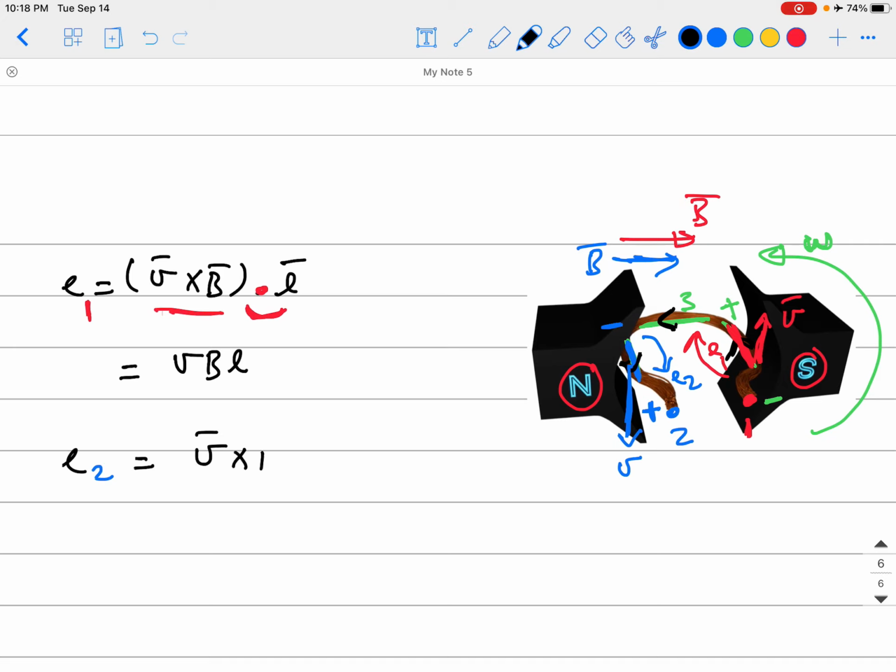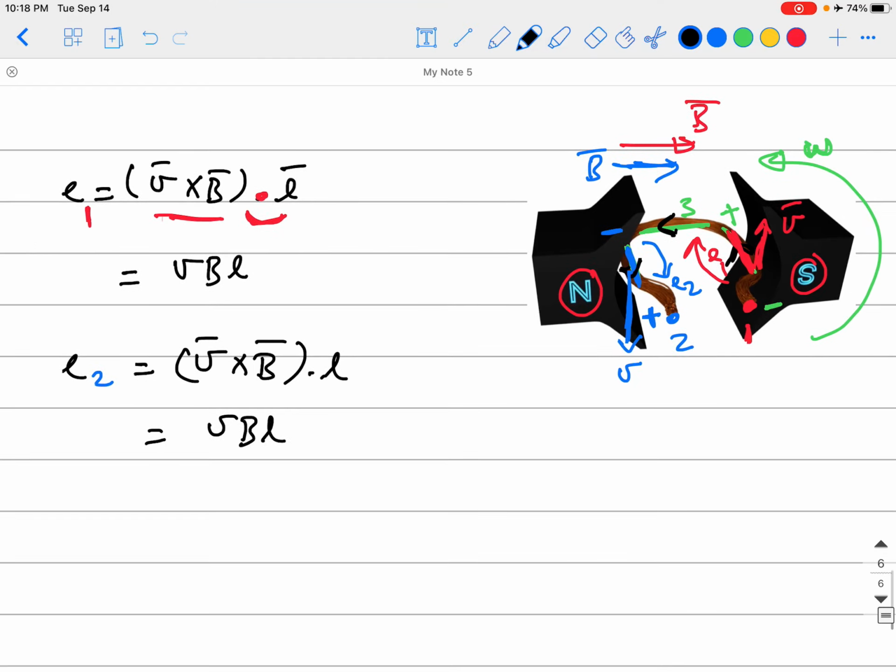Also, by the same idea, V cross B dot L will also equal VBL, because they are all perpendicular, but with the direction like you see it here, from inside to outside. The negative is inside and the positive is outside. That is the blue conductor E. Okay? But what about the third one? Conductor 3.